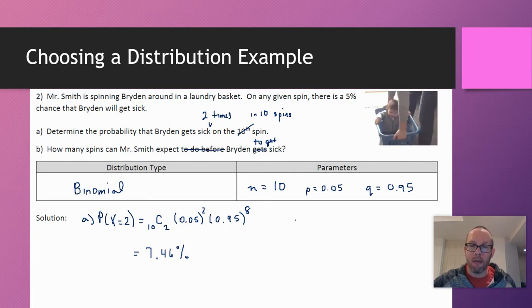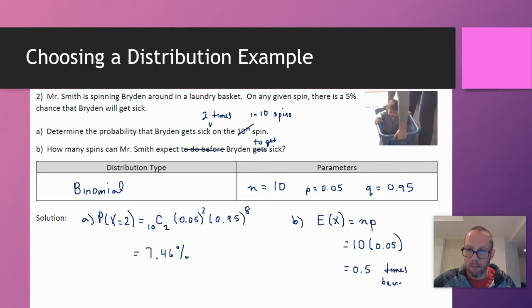For B, how many times can we expect him to get sick? In this case, it's the binomial distribution, n times p. So 10 spins times 0.05, you get 0.5 times being sick. And again, we don't have to round that. It's a predicted average.